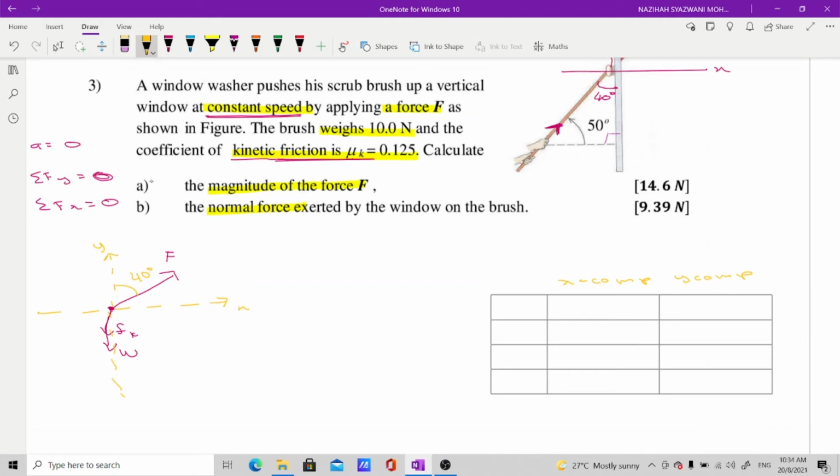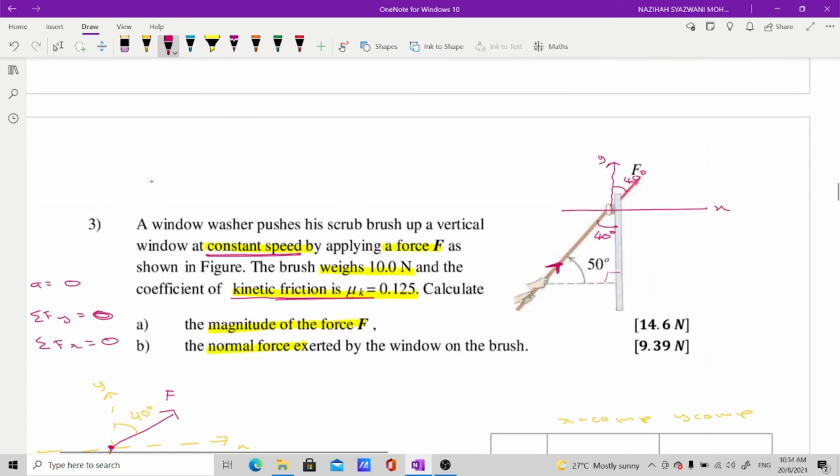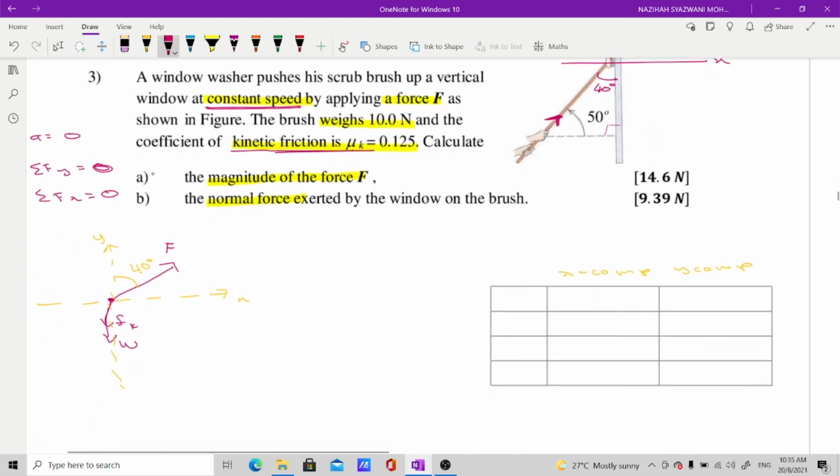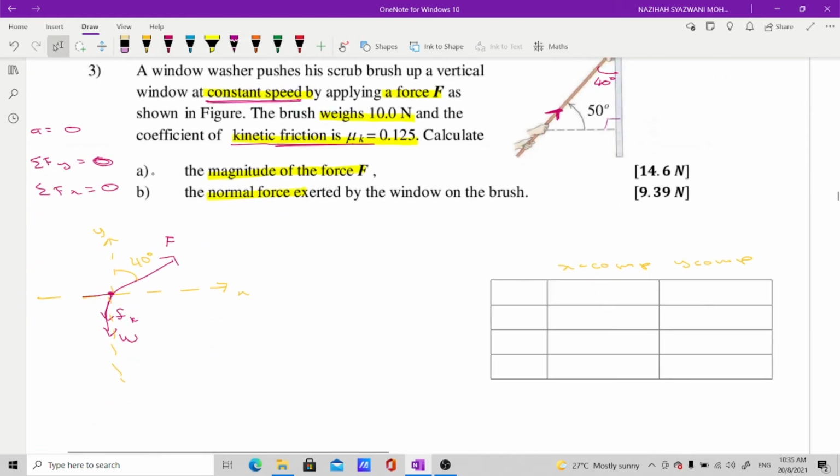Oh, we have another force that I forgot, which is a normal force. Why do we have a normal force? Because the object is in contact with the surface, so therefore my normal force would be to the left. So this is our normal force. Okay, so we have four forces. Okay, so the first one is the external force.